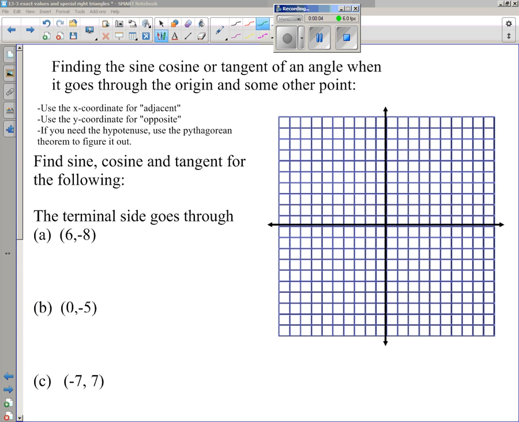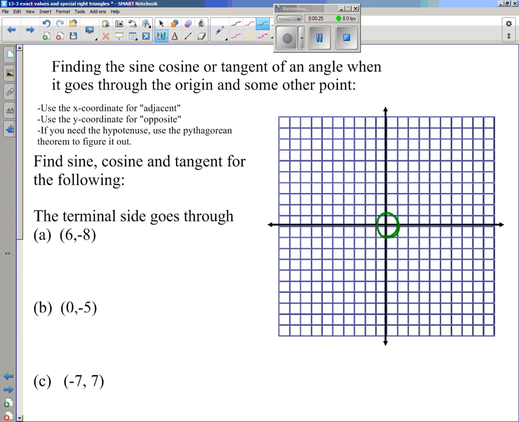Alright, so we're going to learn how to find sine, cosine, and tangent when we're given different information. In other words, not necessarily the angle that it runs through on the unit circle. So notice the unit circle is just this little guy down here. This is your friend, the unit circle. Okay. Centered at the origin, radius 1.